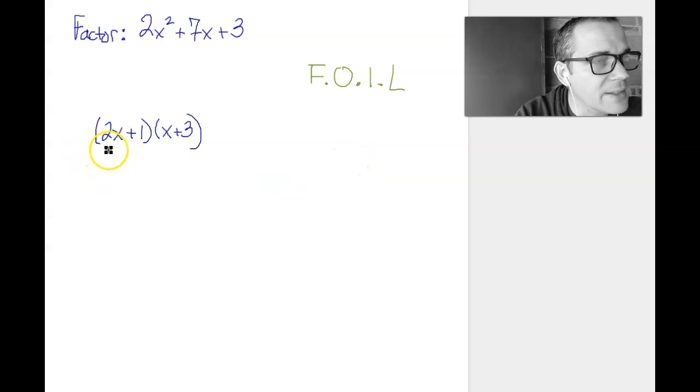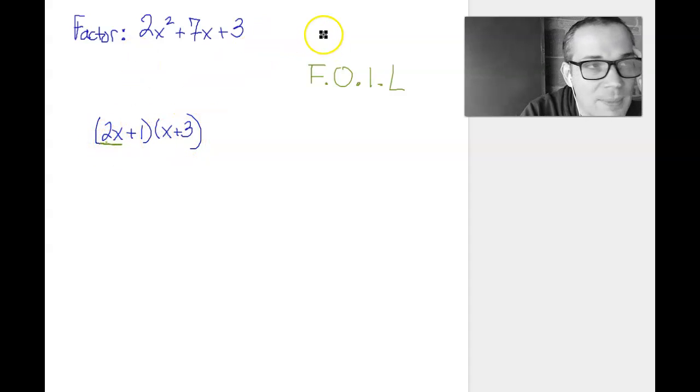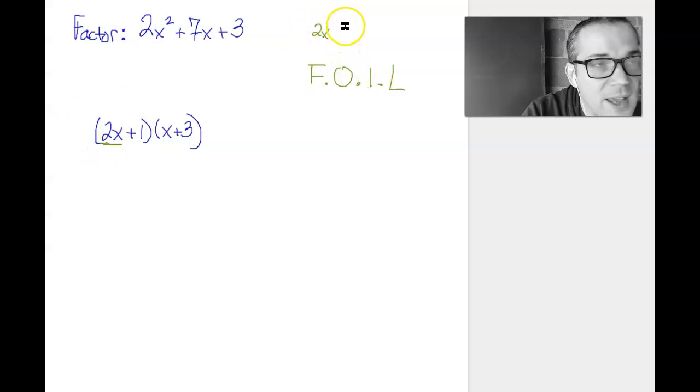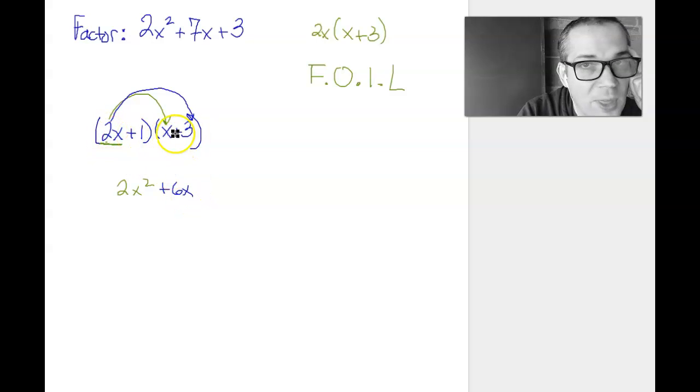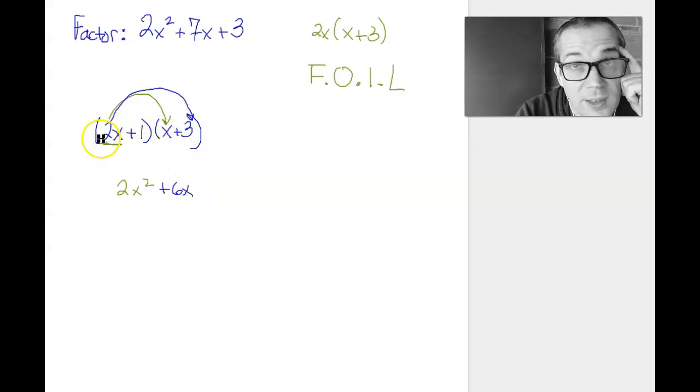So what I mean by that is I'm going to just focus on this very first term of this first set of parentheses, and I'm going to multiply everything in the second set of parentheses by this term. In my head, what I'm thinking about is taking that 2x in that first set of parentheses and distributing it to the x plus 3. So I'm going to do this guy times this guy. That's going to be 2x squared. I'm going to do this guy times this guy. That's going to be 6x. So I did 2x times both of these things. So I'm done with this.